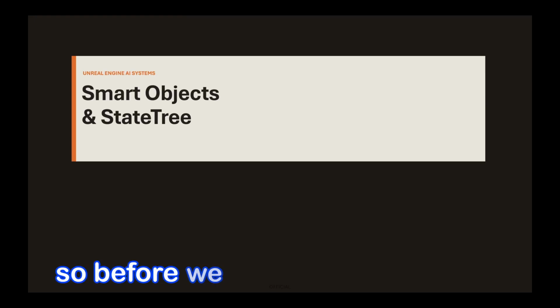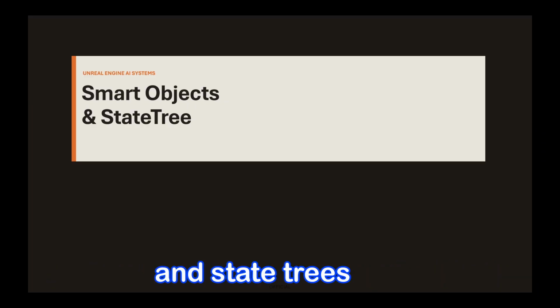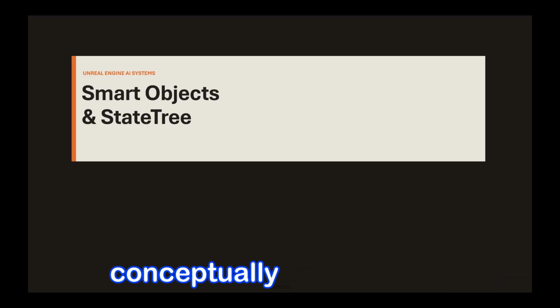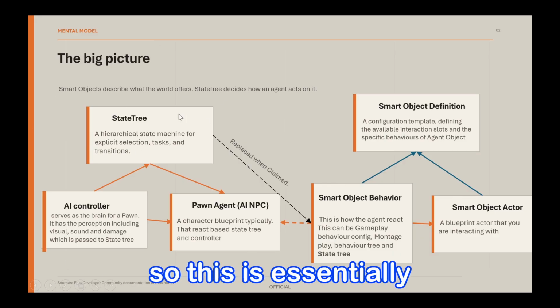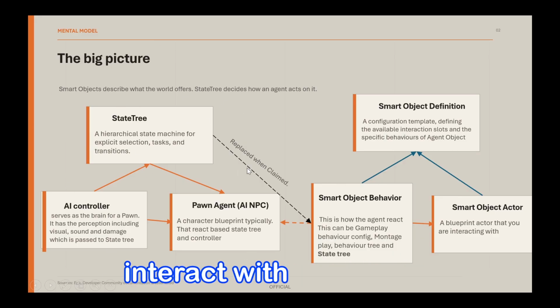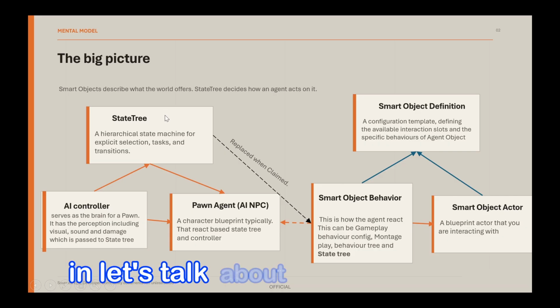Before we go into implementing it in Unreal, I thought I'd do a quick 5-slide presentation on smart objects and state trees, just so you can understand conceptually what's going on. I don't feel like other tutorials do this enough, so I wanted to explain what I think is happening. This is essentially how these two objects interact with each other, but before we go in, let's talk about state trees.